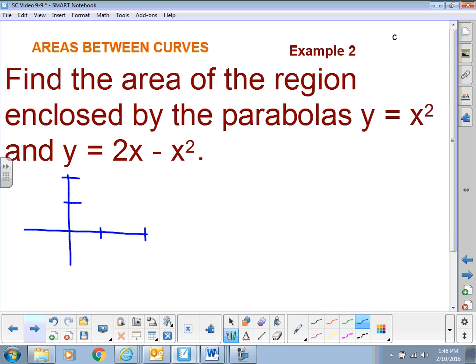2 is going to be a 0 of it, because when you put in 2 for x, you get 4 minus 4. And 0 will also be a 0, meaning our maximum must be at 1. When you sub in 1, you get 2 minus 1, which is just 1. So our graph will look something like this. And then our other one is y equals x squared, which will have points at 0, 0, negative 1, 1, and positive 1, 1, which will look kind of like this. So the area we want is right in here.